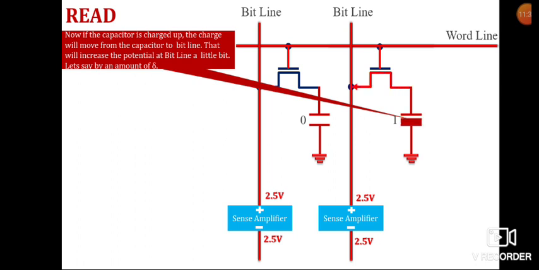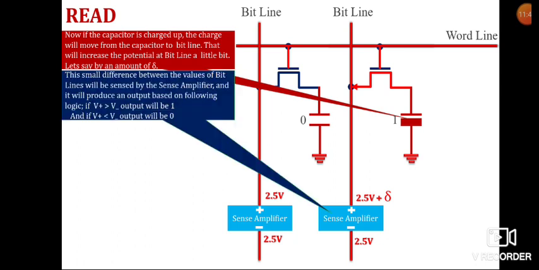See, your capacitor has discharged slightly, and that charge has appeared at the bit line. So by doing that, the potential across the bit line will increase by a small amount. Okay, this small increment in the value of the bit line will be sensed by the sense amplifier, and that will produce an output.